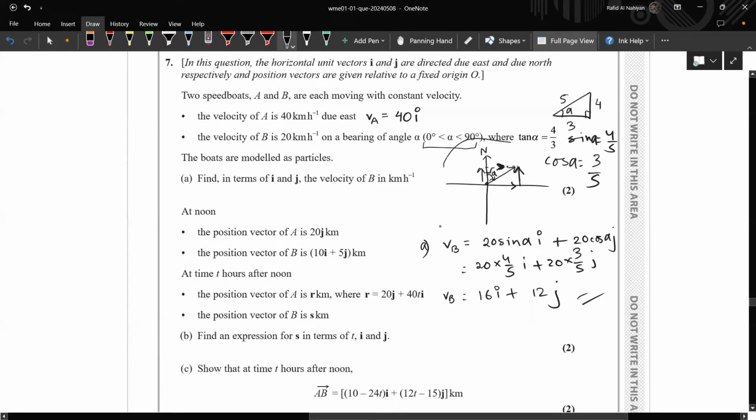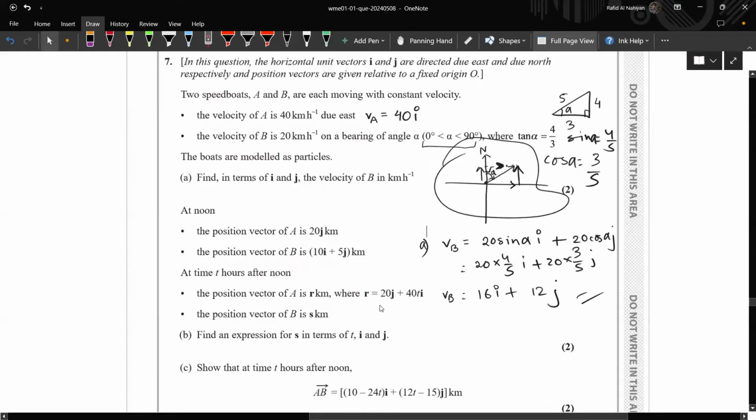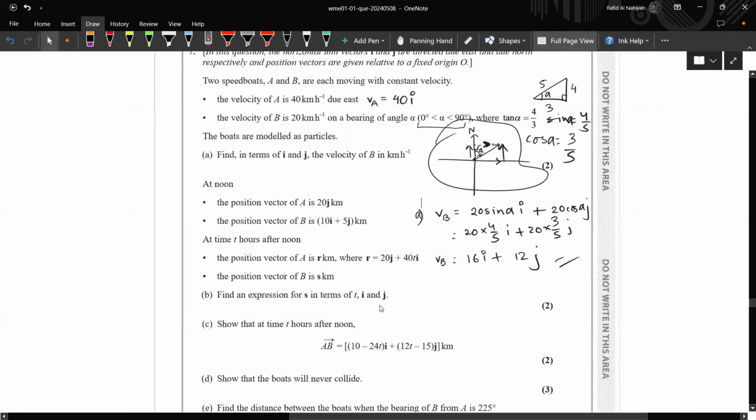This part was actually quite tricky. I've never seen this in a past paper. This was rather new. It was interesting.